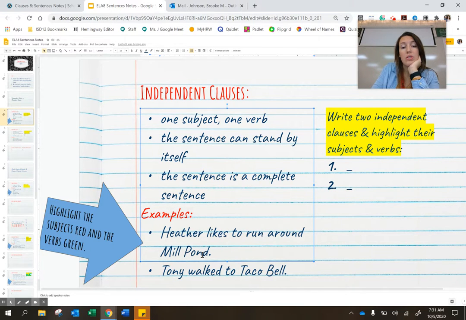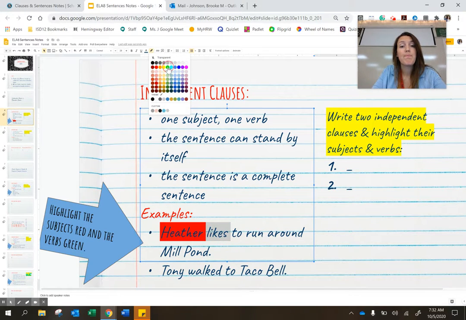So Heather likes to run around Mill Pond. So Heather is the subject. That's who the sentence is about. And so this one's kind of tricky. So likes to run around Mill Pond. So run is a verb, but the sentence, you've got to think about what the point of the sentence is. So is the point that she runs around Mill Pond? And it's not. It's the fact that she likes. So liking something is a verb. It's something that you do. So we're going to highlight that one green.